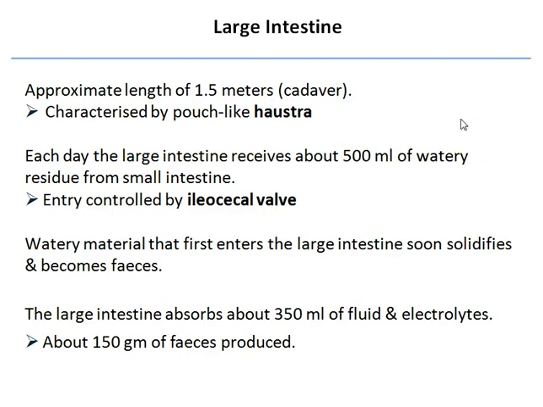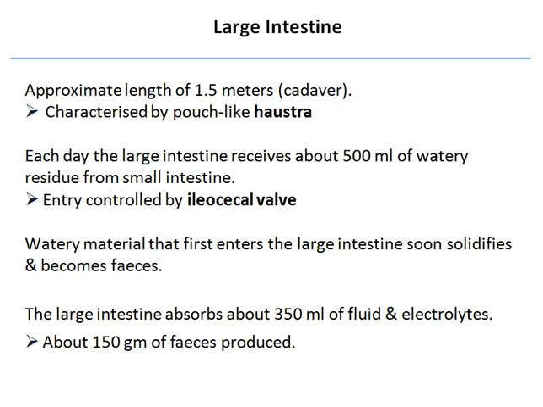So what will happen is about 500 mL of residue from the small intestine will enter each day. The entry of that material will be via the muscular ileocecal valve. Over time, the water from that will be removed as much as possible. About 350 mL of fluids and associated electrolytes will be removed from every 500 mL of residue that's come in from the small intestine. So for every 500 mL that enters, only about 150 grams will end up leaving the body.